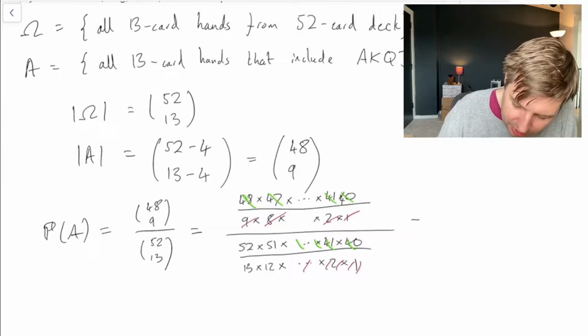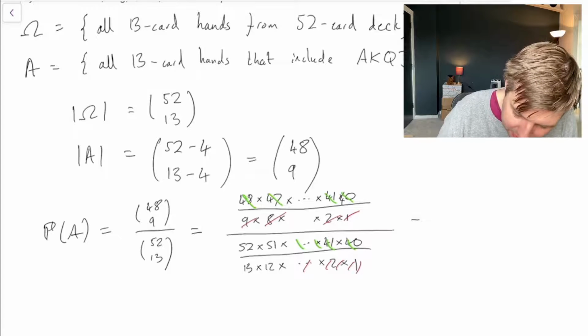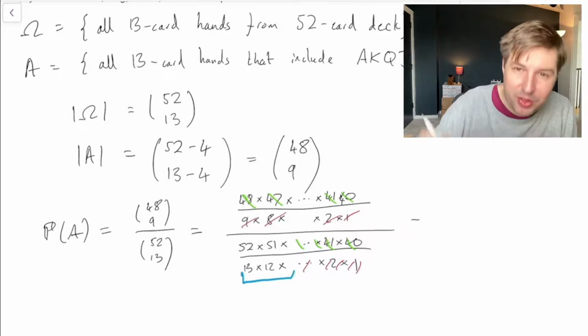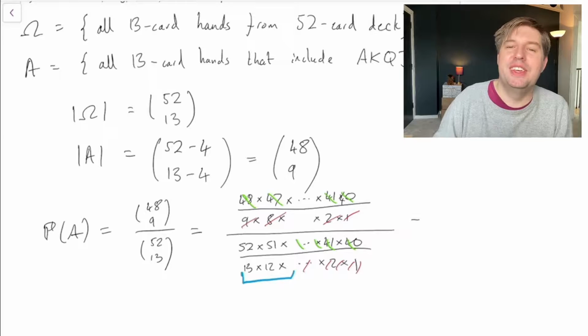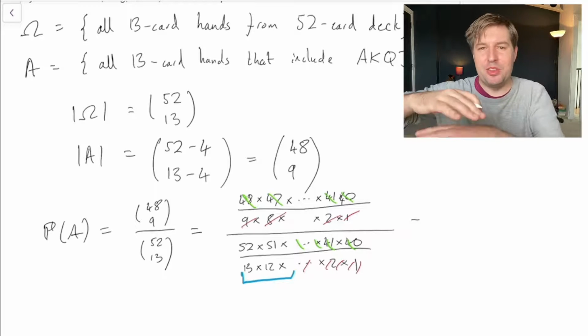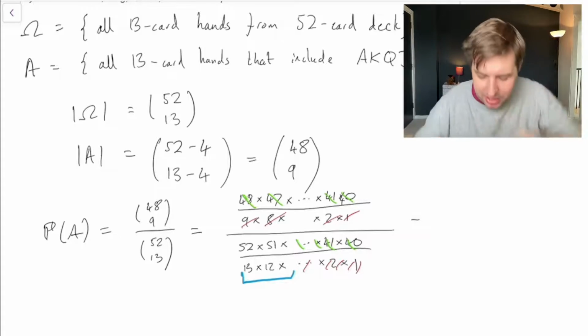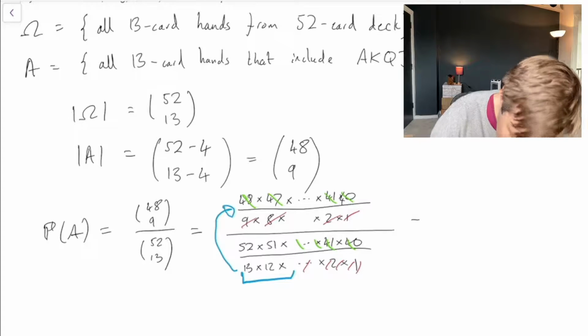Right. And then finally, this 13, 12, 11, 10 on the bottom of the fraction. You know, if in a big fraction you're on the bottom of that fraction, it's like you're on the top. And so that can come upstairs.